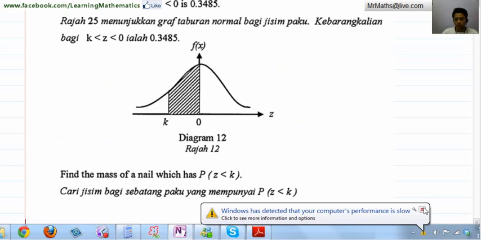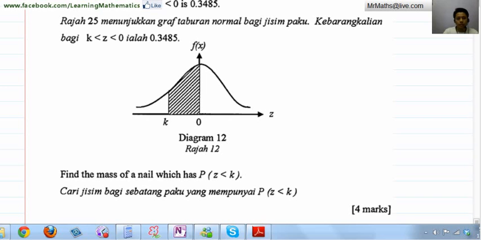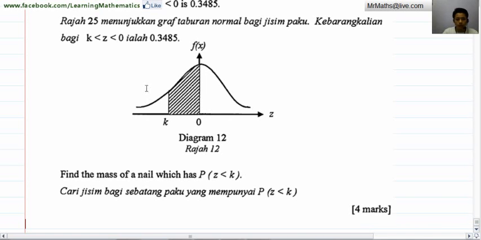Okay. We want to find the mass of nails here. That place you probably cannot see it. You want to find the mass of nails here.